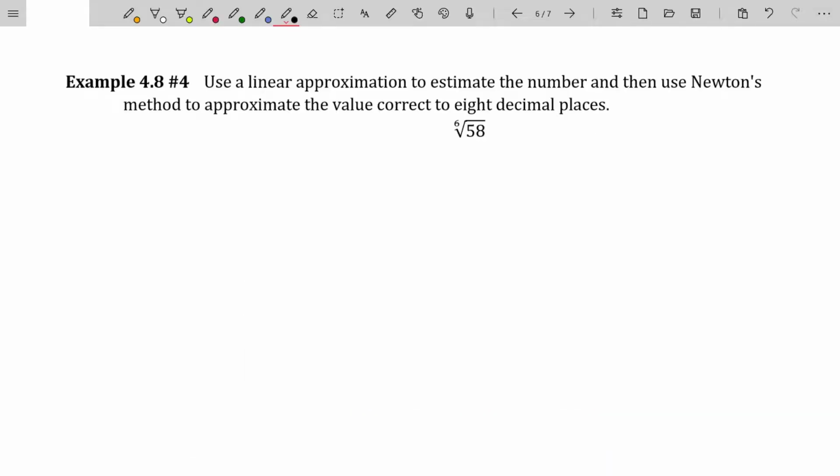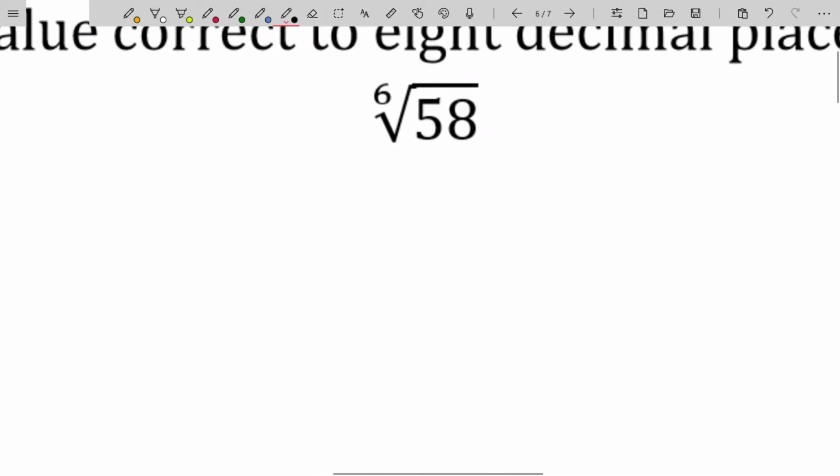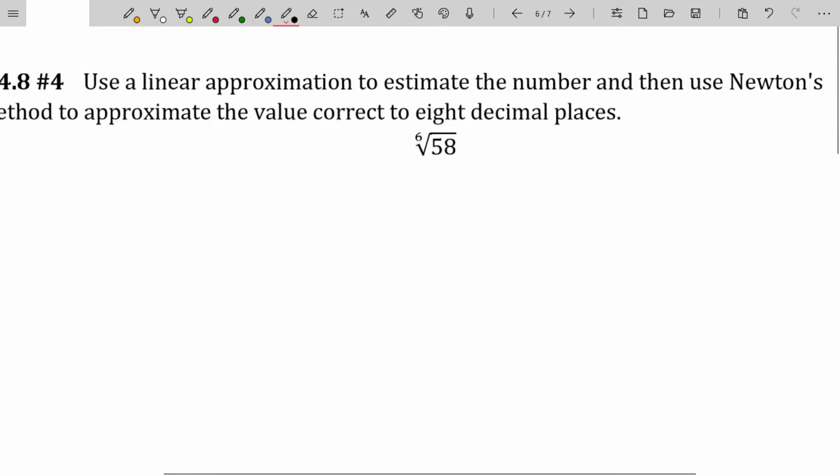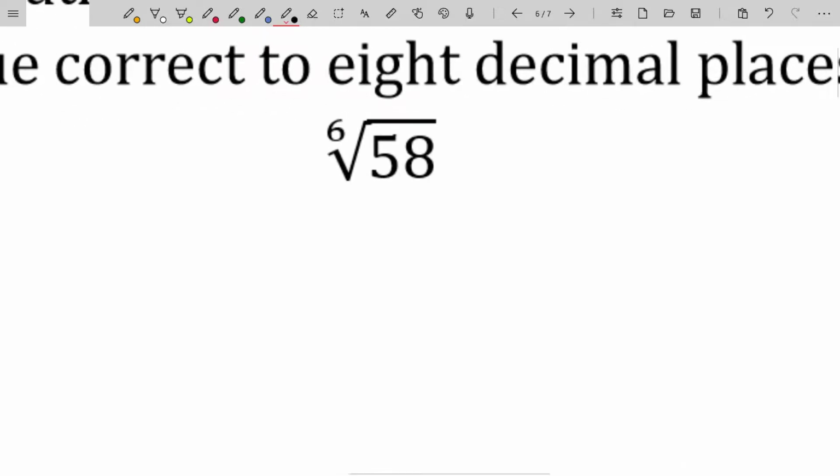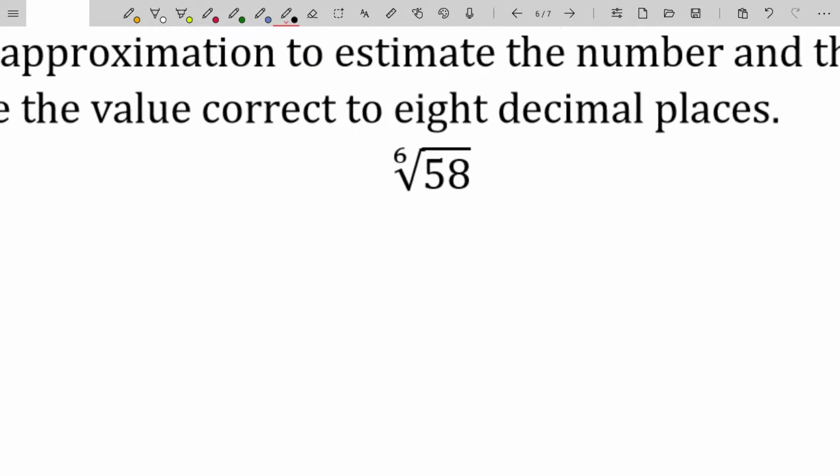So in this problem, we're asked to use a linear approximation to estimate the value of this radical. And then we're going to use Newton's method. I like this problem because it's a good review problem of linear approximations. So as I've taught my students, if you're going to do a linear approximation to approximate the value of something like this, you'll look at the base function. The base function here is the 6th root of x.